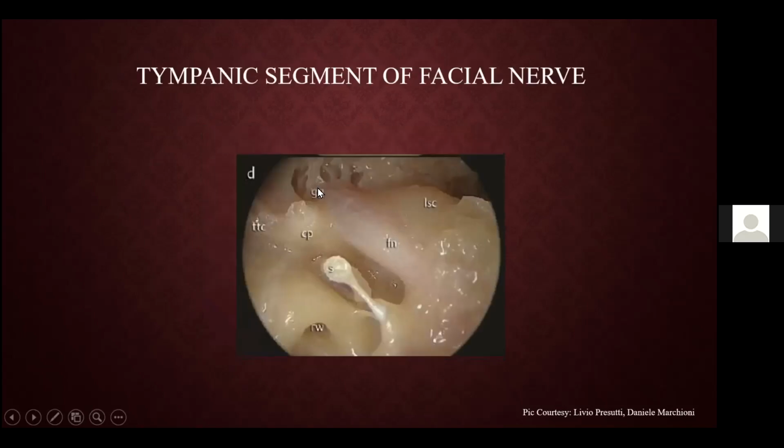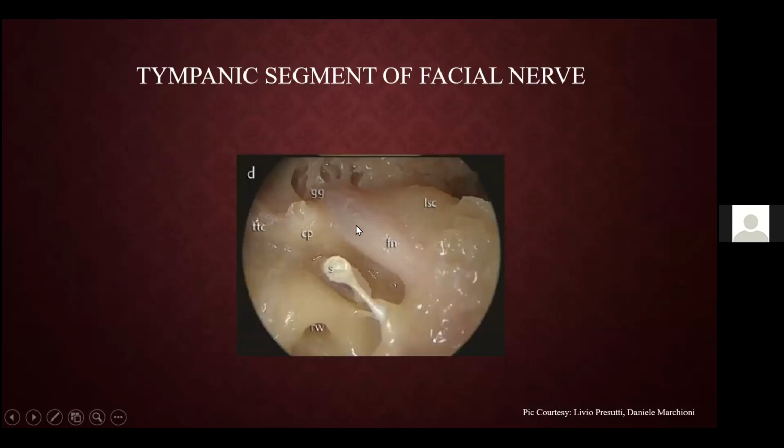Let's discuss another part, the continuation from the geniculate ganglion, the tympanic segment of the facial nerve. It extends from the geniculate ganglion, is present in the medial wall of the middle ear, and runs obliquely in an inferior and posterior direction. It is related to the cochleariform process, at a distance of almost 1 to 2 mm.